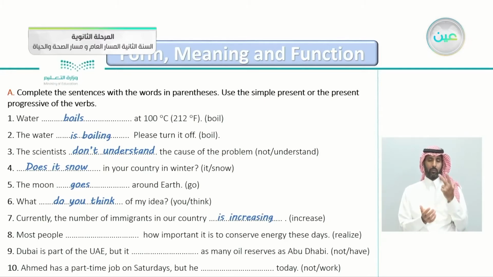Number eight, most people how important it is to conserve energy these days. And the verb is realize. So the answer is yes, most people realize how important it is to conserve energy these days. Number nine, Dubai is part of the UAE, but it as many oil reserves as Abu Dhabi. And we have the negative word not and the verb have.